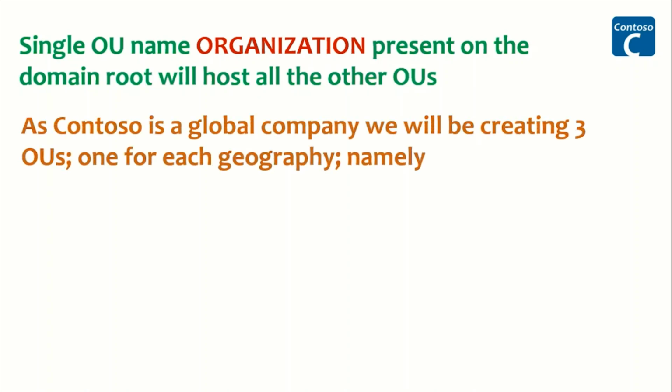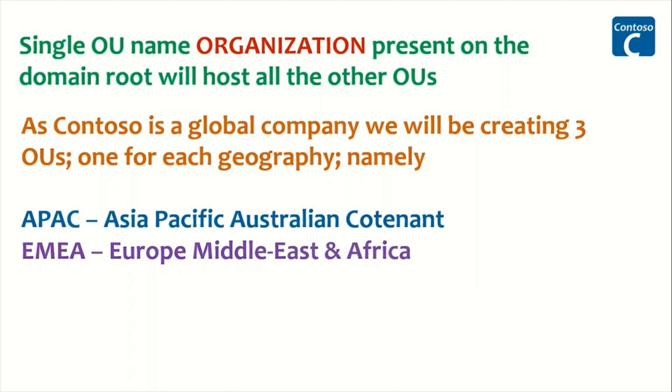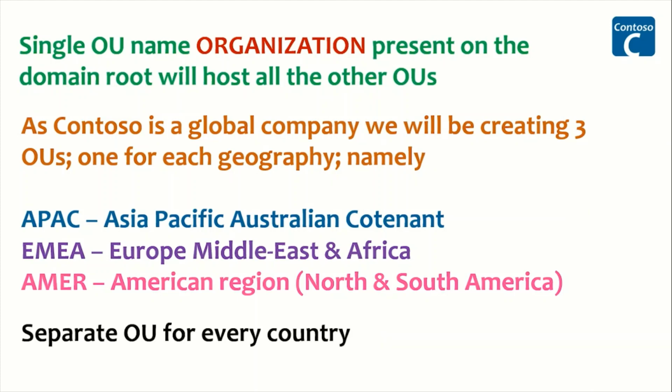As Contoso is a global company, we will create three OUs, one for each geography, namely APAC for the Asia Pacific and Australian continent, EMEA, that is Europe, Middle East, Africa, and AMER, that is the American region, North and South America. So as it's a global company, we have divided the world into three parts: APAC, EMEA, and AMER. We will be placing APAC countries under APAC, EMEA countries under EMEA, and American countries under the American OU, and a separate OU for every country.